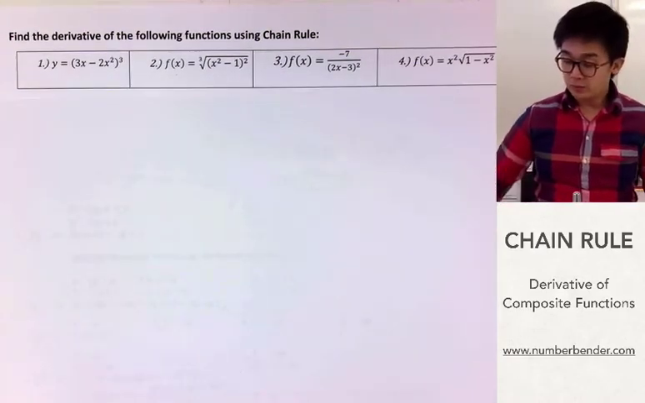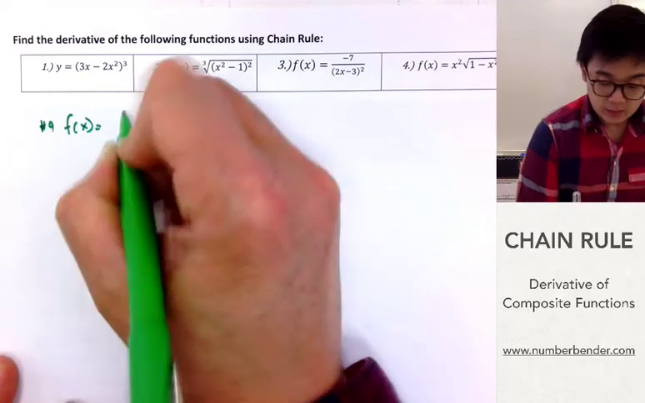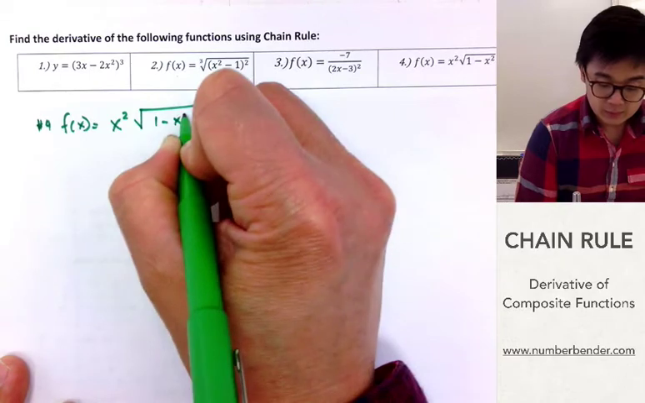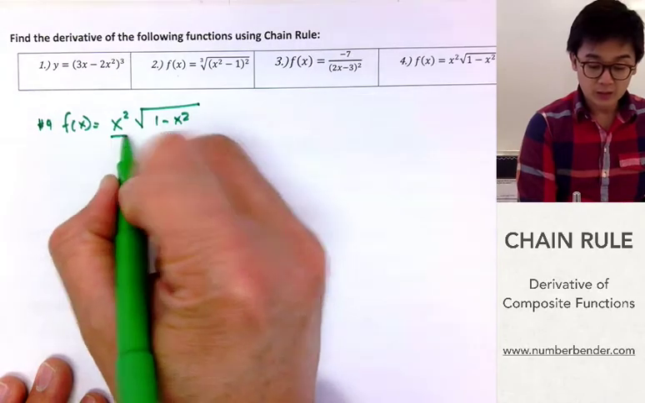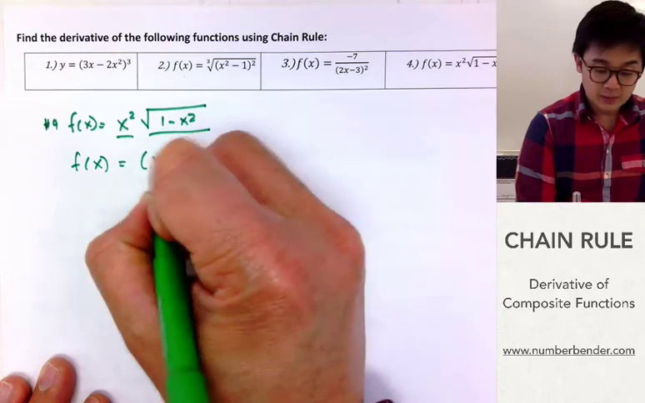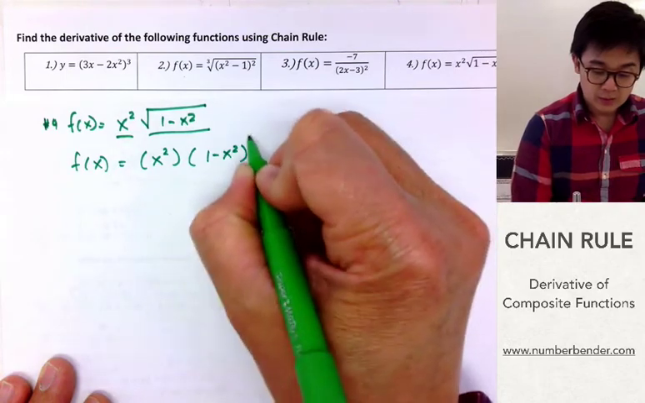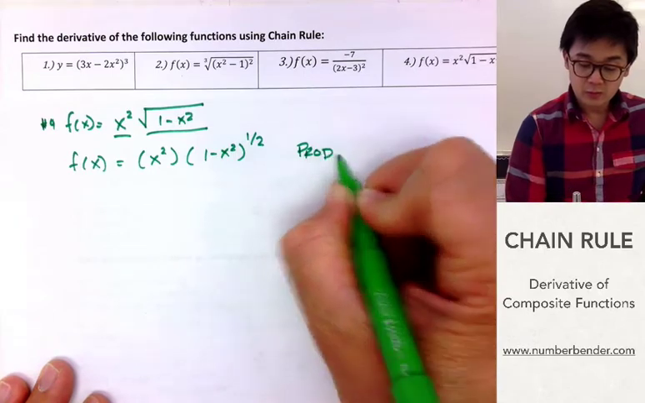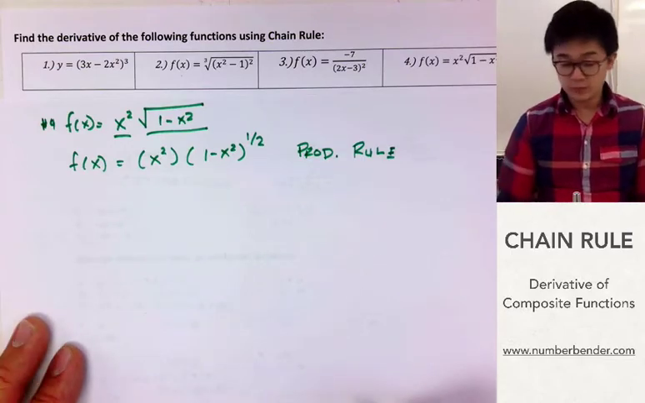Now for problem number 4, we have f of x equal to x squared times the square root of 1 minus x squared. So we have another radical function over here, and we have a product of two functions. So our modified function can be rewritten as x squared multiplied by 1 minus x squared raised to 1/2. So in this function, we'll be using the product rule to find the derivative of problem number 4.